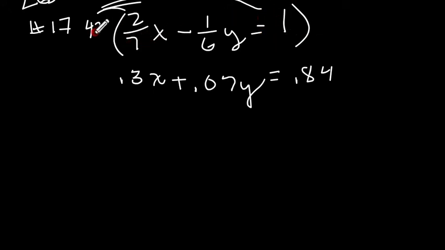So 7 goes into 42 6 times. 6 times 2 is 12x. 6 goes into 42 7 times. 7 times 1 is 7. And then we get our 42. Don't forget to do that.